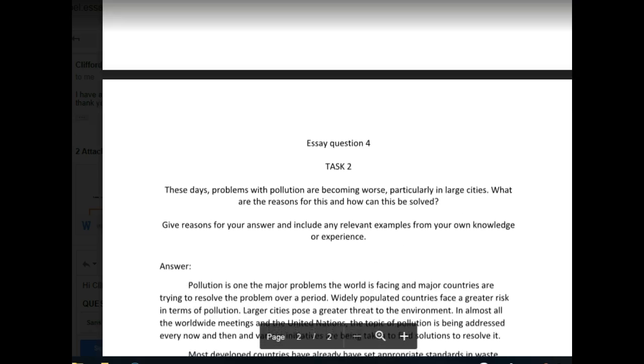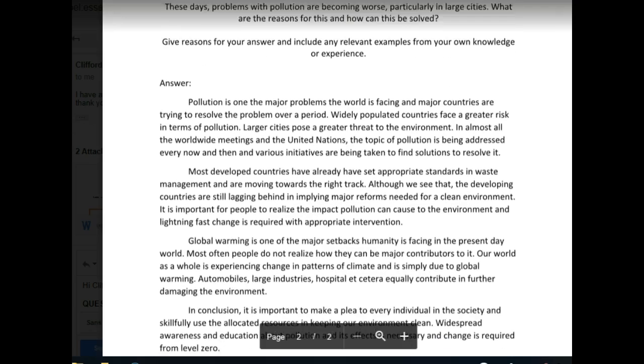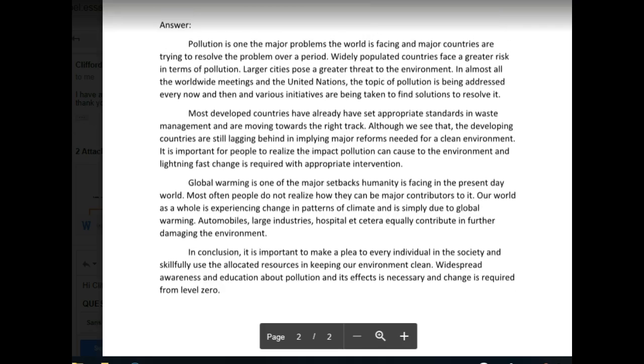Let's take a look now at your essay. Pollution. Yes. What are the reasons and how can it be solved? Let's get into this right away. Pollution is one of the major problems the world is facing, and major countries are trying to resolve the problem over a period? No. You think you mean over time, or they're trying to resolve the problem in general? Something, but certainly not over a period. That's not precise. It doesn't really tell us anything.